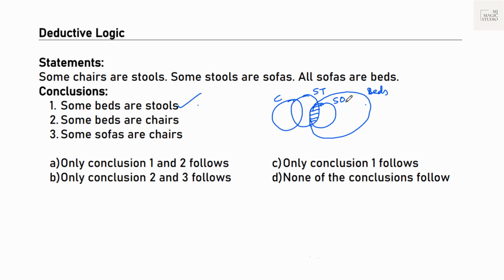Some beds are chairs, not necessarily. It may or may not be, but it is not necessarily true. Some sofas are chairs. That is also not necessarily true. So, out of these three, conclusion 1 will follow in whatever type of Venn diagram you draw. Option C is the pick. Similarly, a few questions would be on the screen. Solve it.